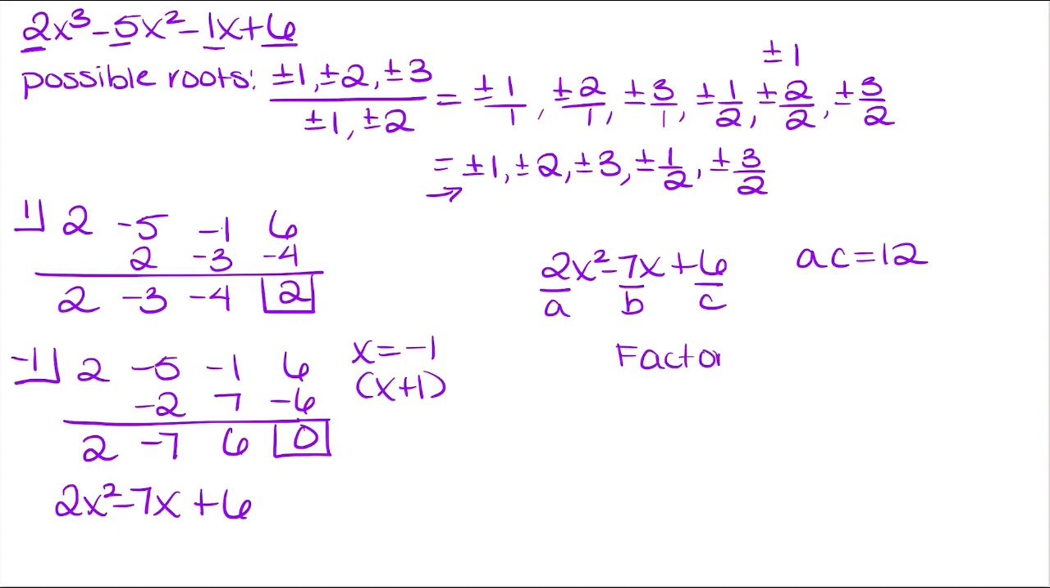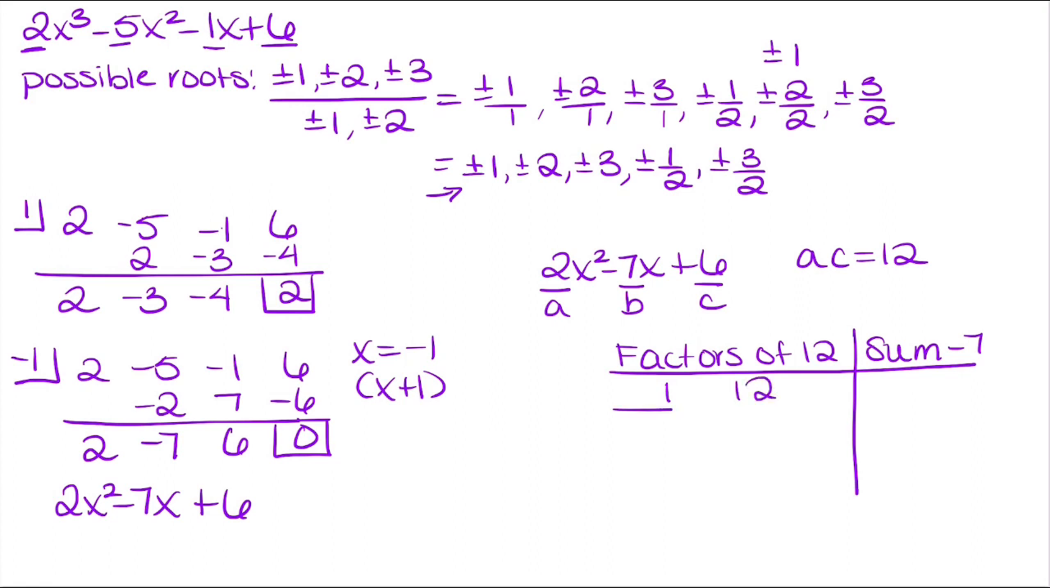So we're looking for factors of 12, and we need the sum of these factors to be negative 7. So let's list out the factors of 12. So we have 1 and 12, and we have 2 and 6, and 3 and 4. So let's look at this case.